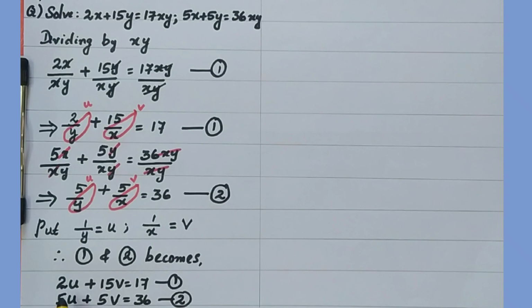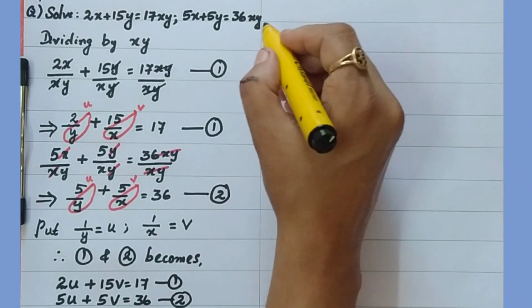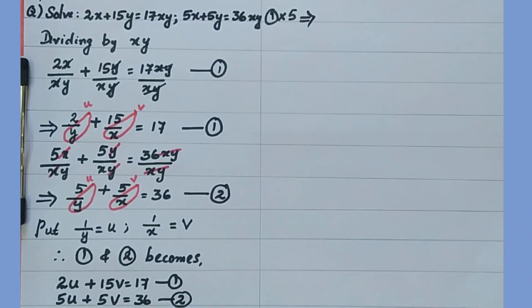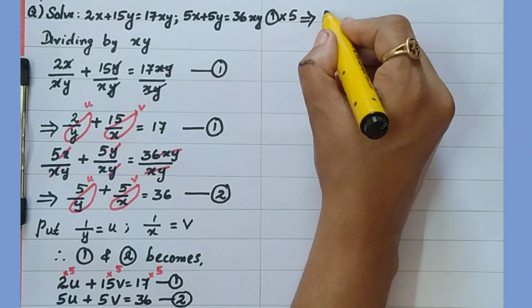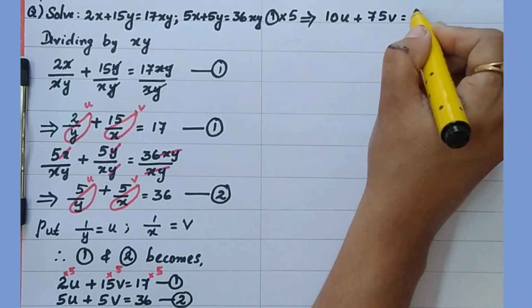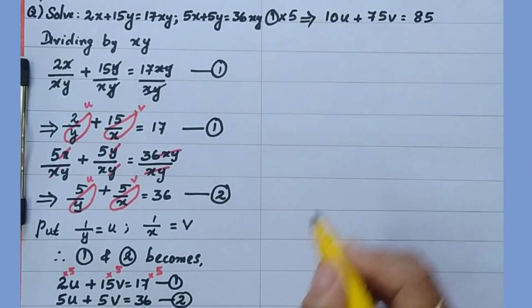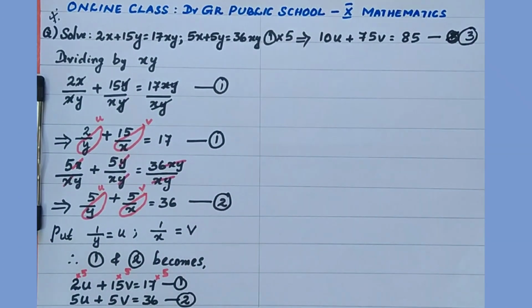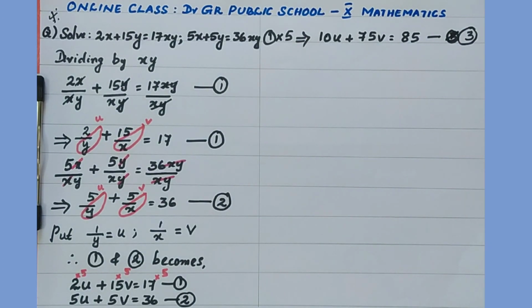Now, I am going to solve these two equations. To make the coefficient of u the same, equation 1, I am going to multiply with a 5. Multiplying with a 5 means that throughout you need to multiply with 5. So what happens to the first equation? 2 into 5 is 10u plus 75v equals 17 into 5 is 85. This is your equation number 3. After multiplication, it converts to another equation, equation number 3.